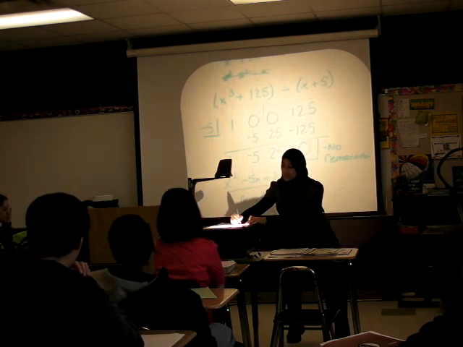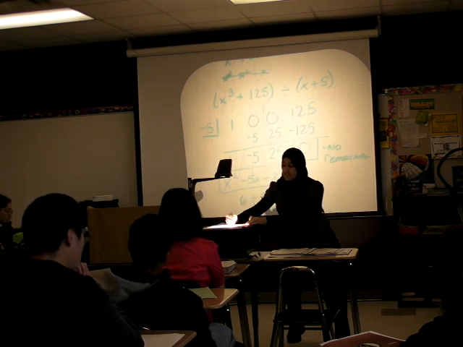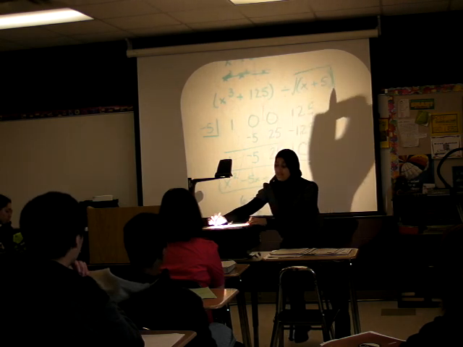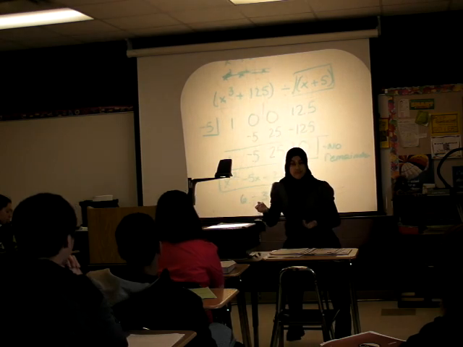If we take this answer right here, the quotient, and multiply it by the divisor, we'll end up with x cubed plus 125. You can try it out.